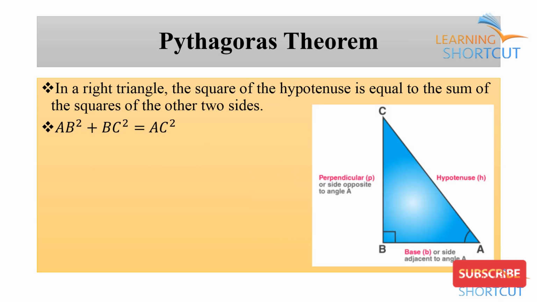Pythagoras theorem. In a right triangle, the square of the hypotenuse is equal to the sum of the squares of the other two sides. Here in this diagram, AC is the hypotenuse, and the sum of the squares of the sides is equal to it. So AC square equals BC square plus AB square. This is the Pythagoras theorem, and we can solve problems by using it.